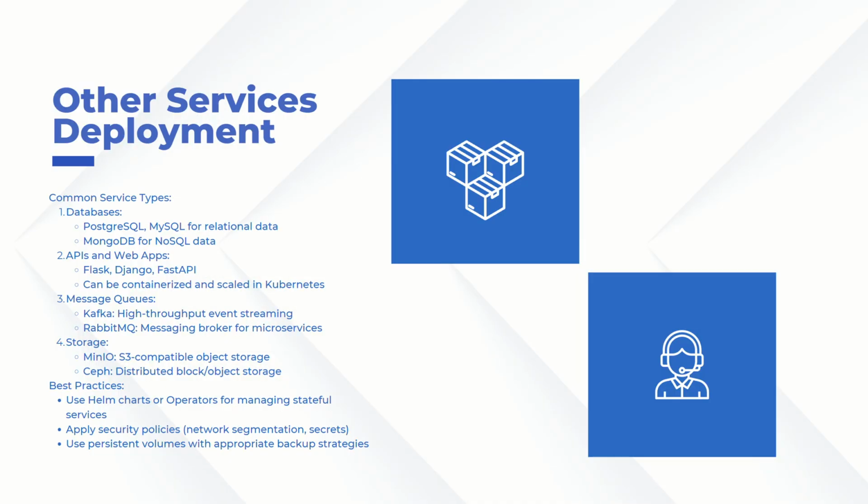Now, let's look at other services that are also part of distributed setups. We often need databases like PostgreSQL or MongoDB, APIs using frameworks like Flask or FastAPI, message systems like RabbitMQ or Kafka, and storage systems like MinIO or Ceph. All these services can be deployed using containers and managed with Kubernetes. We use Helm charts or operators to simplify and automate the deployment of these complex services.